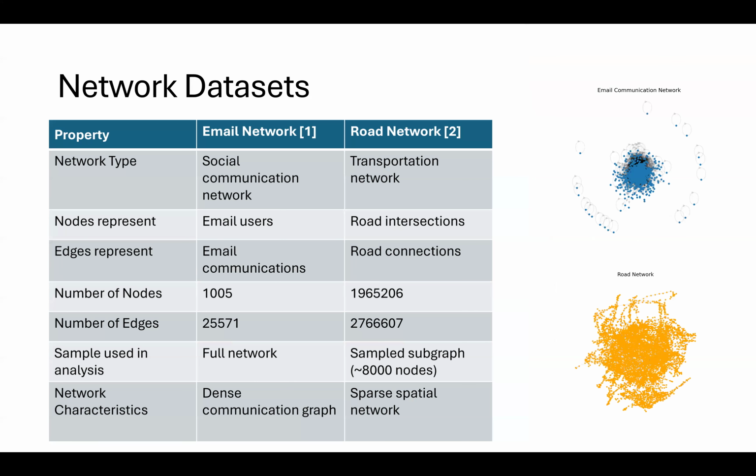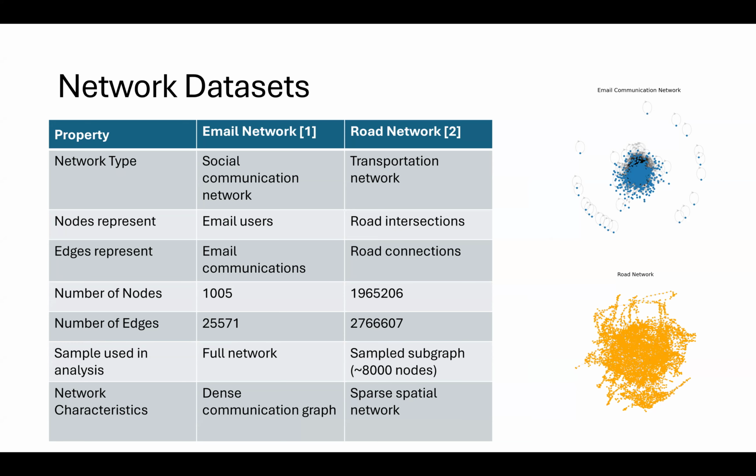So for this study, I used two real-world network datasets obtained from the Stanford Large Network Dataset Collection, also known as SNAP. So the first dataset is the email communication network. In this network, nodes represent email users within a research institution, and edges represent email communications between them. The dataset contains 1,000 nodes and over 25,000 connections, forming a dense social communication network.